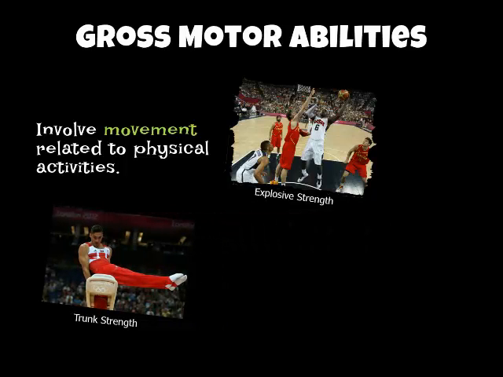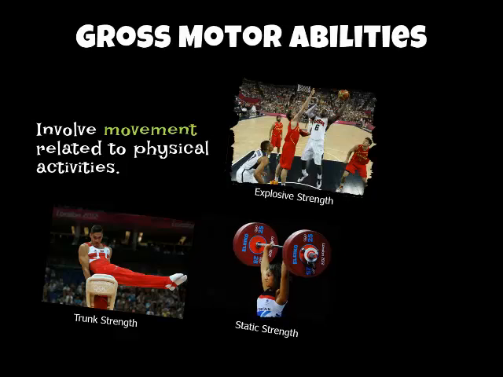Lewis Smith on the pommel horse would use trunk strength, so using your abdominals to make large movements, so swinging his legs around would require good core trunk strength. Zoe Smith would use static strength, so when you're picking up the weights and holding something there using the muscle groups, that is using static strength.